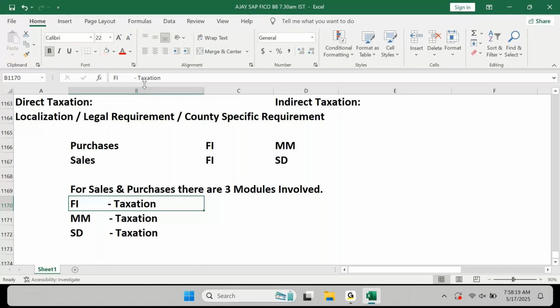Tomorrow when somebody is asking you in your interview or wherever you go, don't blindly say, okay, let me check, I only did everything. You will not do everything. In any project, no FI consultant will work on full taxation. Why? Because MM and SD are also involved here.